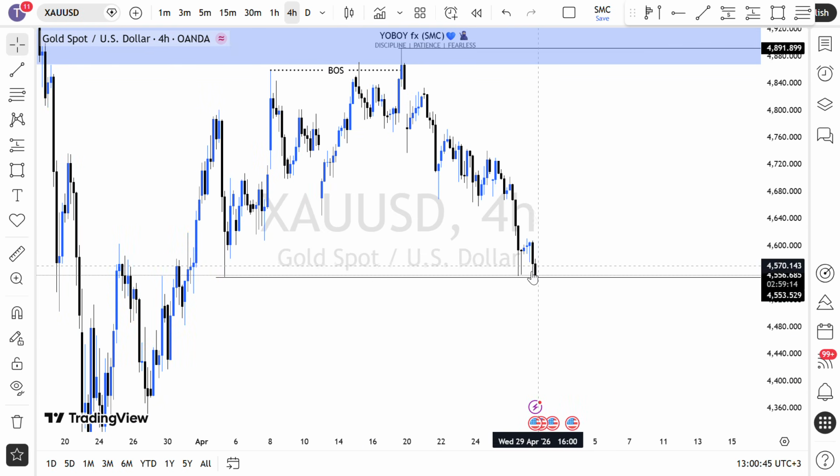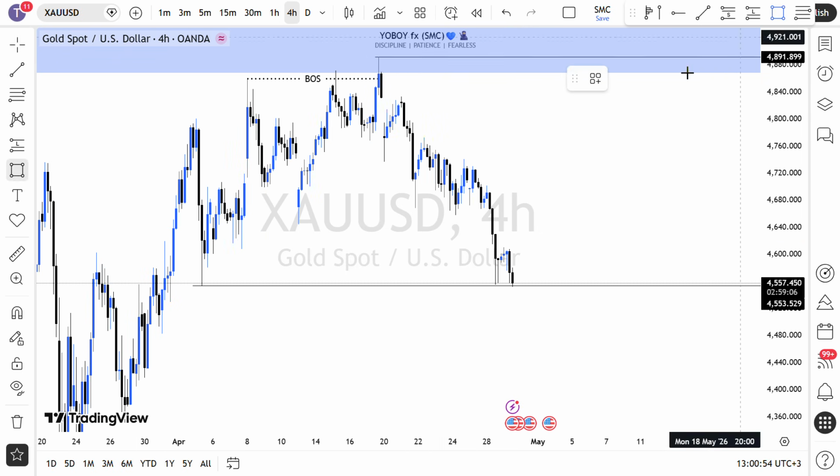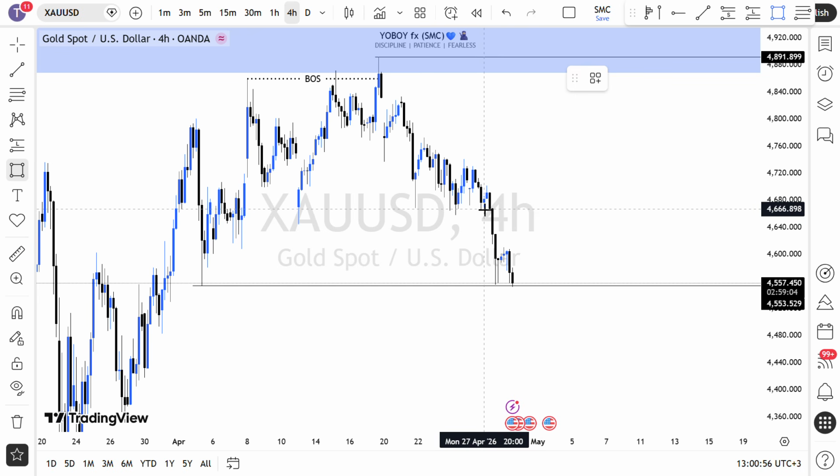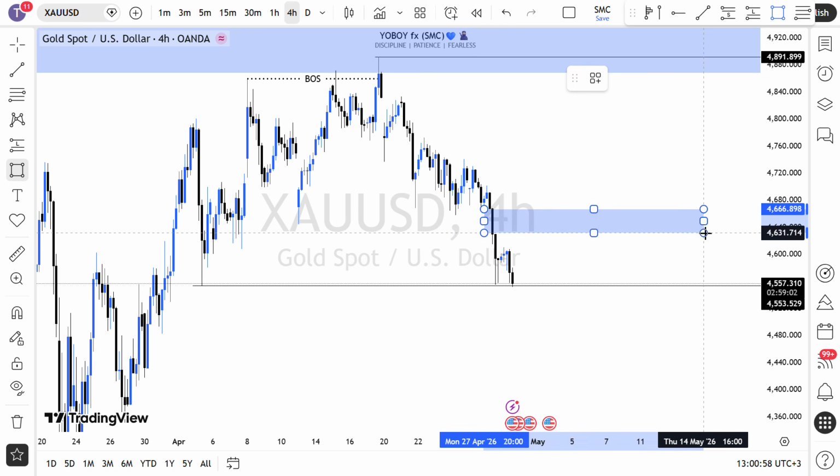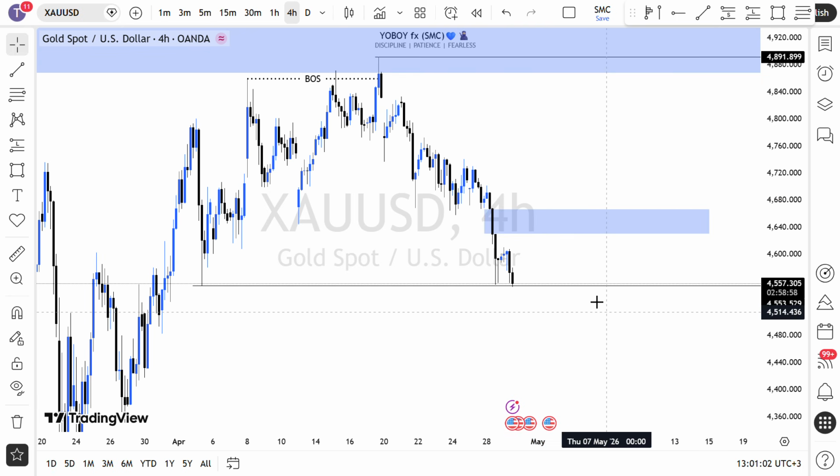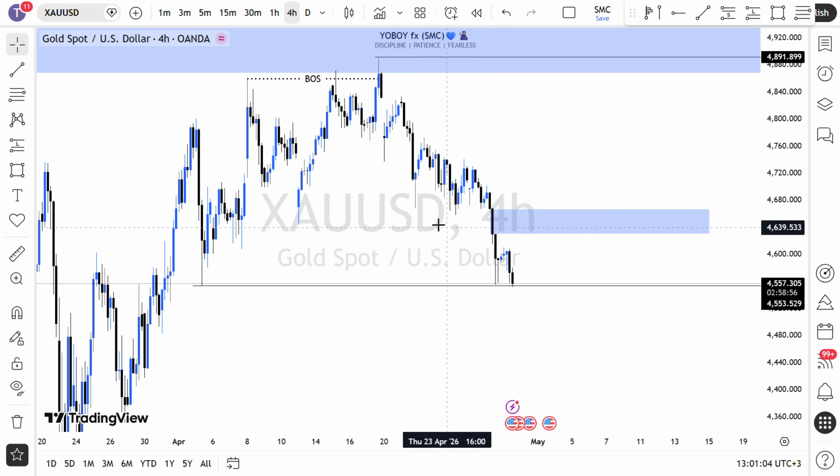And if price wants to come back and fill this fair value gap, because eventually price will come back to this fair value gap, and that is my point of interest. I want to see price coming back into these areas, and then I look to sell to the downside. So on gold, I'm still waiting.